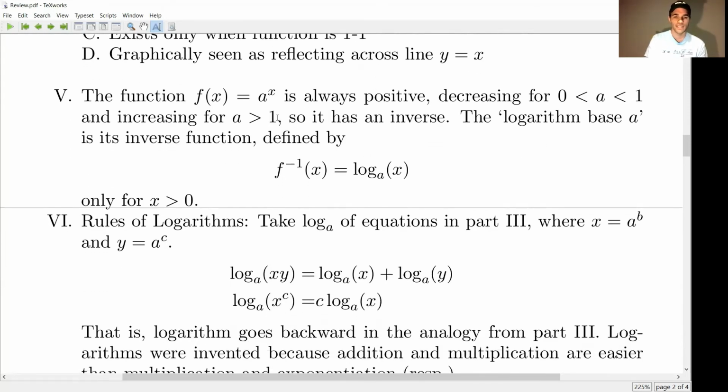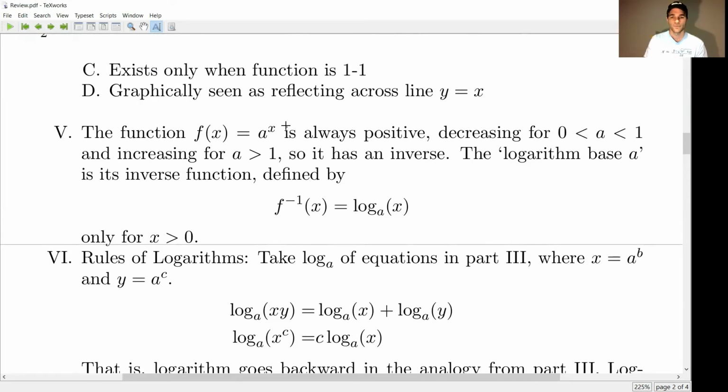The function f of x equals a to the x is an always positive function. It decreases when a is between 0 and 1. That is, if a is between 0 and 1, multiplying by a will get you a smaller number. If you multiply by a again and again, it just continues to get smaller. And then if a is bigger than 1, it will get bigger. So this function, depending on the value of a, will be either decreasing or increasing. And so the inverse exists.